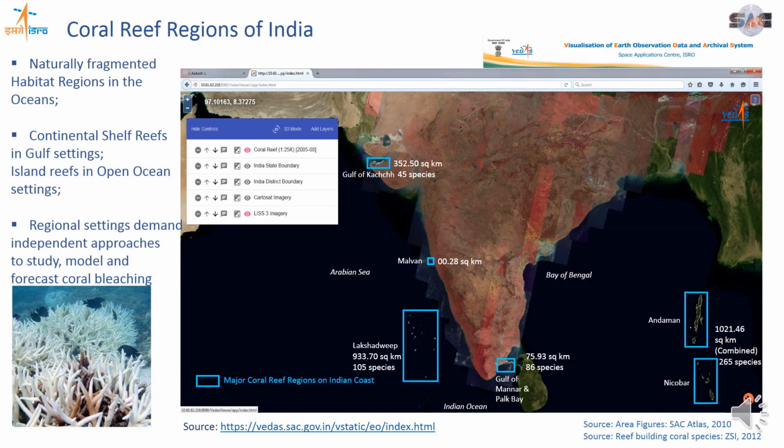If we look into the coral reef regions of India, what we find is that coral reef regions occur as naturally fragmented habitat regions in the Indian Ocean. And these regional settings for all these reefs, like we have Gulf of Kutch and Lakshadweep in Arabian Sea, and Andaman and Nicobar and Gulf of Mannar and Palk Bay in Bay of Bengal, they all require independent approaches to study, model, and forecast coral bleaching, because these regions are unique in terms of their regional settings, and they don't bleach at the same time, and neither do their bleaching intensities remain the same for each of the bleaching events.